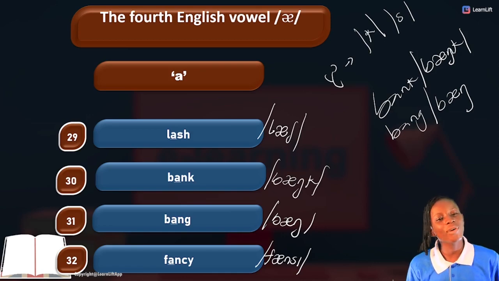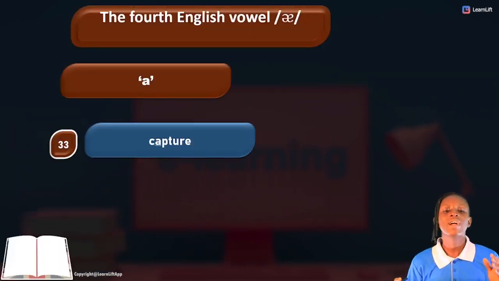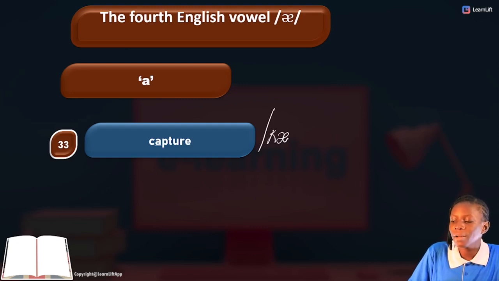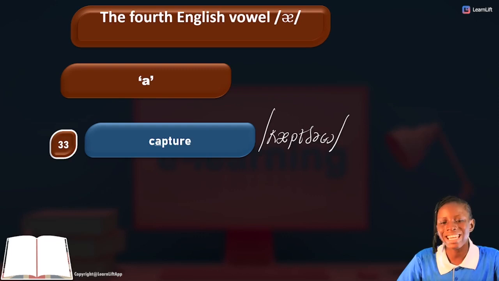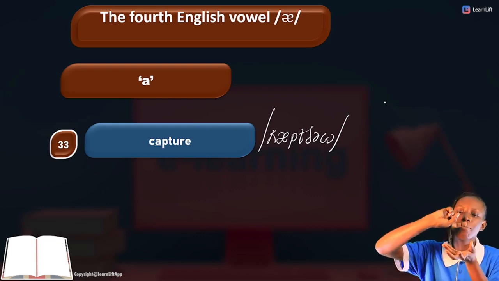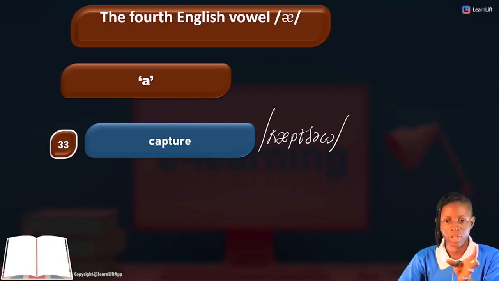Moving on, we have our next example, still under the other spelling form: capture. Now let's transcribe capture together. Our capture is transcribed as capture. Most times, if you check your dictionaries, your R may not be in brackets, but may be written in an upside down manner. Since that is not possible here, this is our bracket, meaning it's optional.